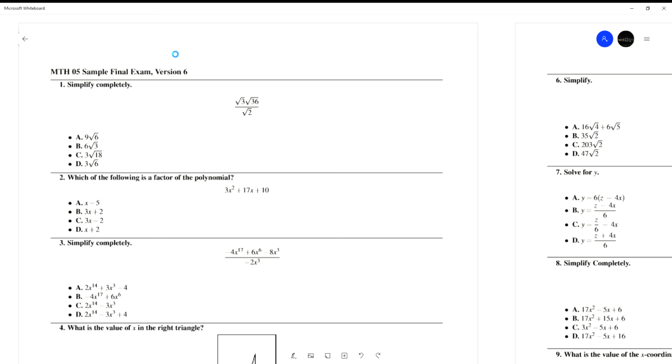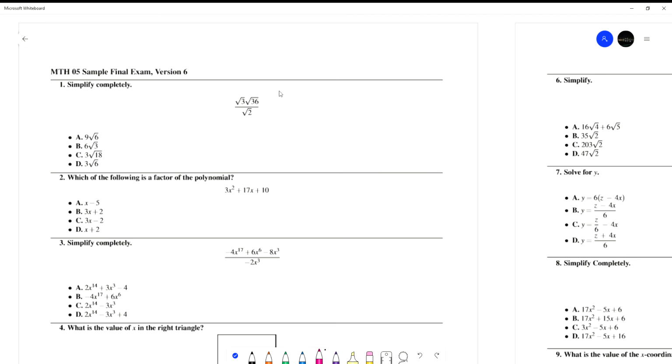We'll be going over version 6 today, and by now I hope all these questions are looking really familiar. I want you to be really comfortable with these. Okay, so number 1, simplify completely. Radical. We've seen many of these already.